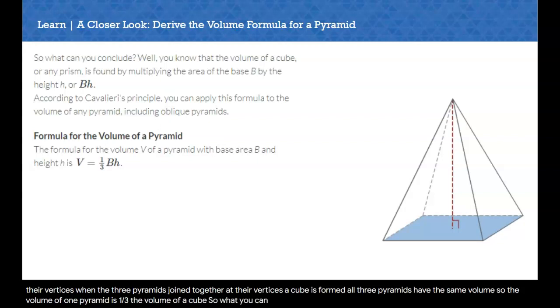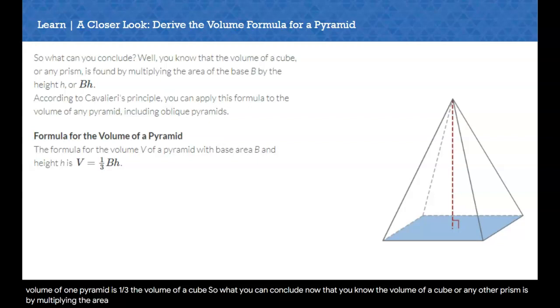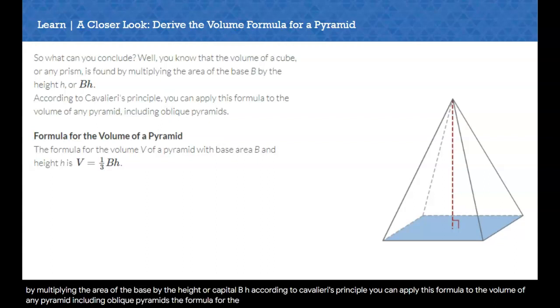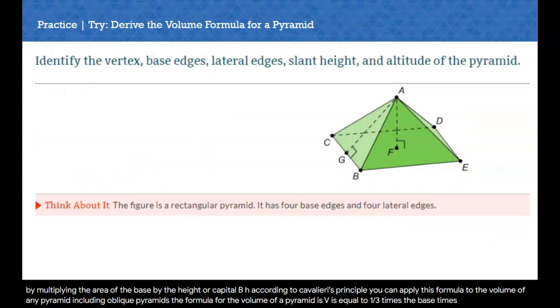So what you can conclude is that the volume of a cube or any other prism is found by multiplying the area of the base by the height, or capital B times h. According to Cavalieri's principle, you can apply this formula to the volume of any pyramid, including oblique pyramids. The formula for the volume of a pyramid is V equals 1/3 times the base times the height.